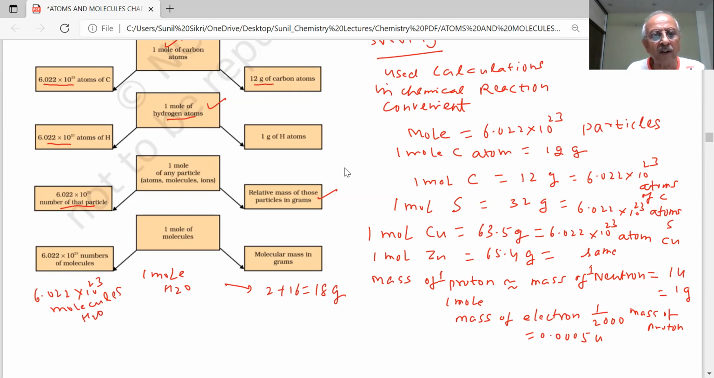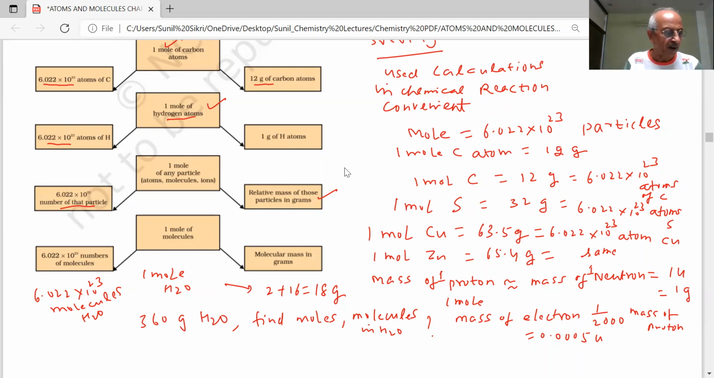So if I say, student, you are given 360 gram of H2O. Find the moles and number of molecules in 360 gram of H2O. You have 2 minutes to answer the question.